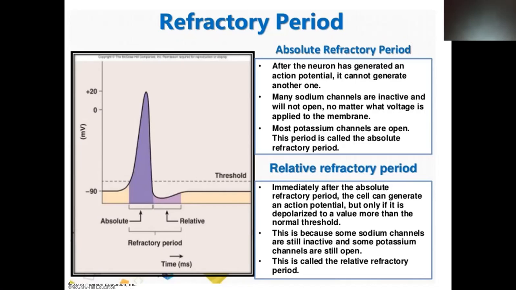Relative means, well, maybe. Okay? Relative is the big maybe. If we can get a strong enough stimulus, because as you can see, we're down here in the hyperpolarized state. Remember, we have to get to -55 in order to fire an action potential. So it's going to be harder to actually reach the threshold down here than if you were sitting at the resting membrane potential. So if the stimulus is strong enough, then yes, you could get another action potential, but it has to be super strong, okay? So that's why it's called the relative.